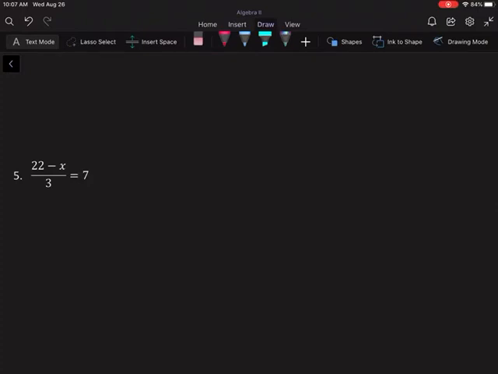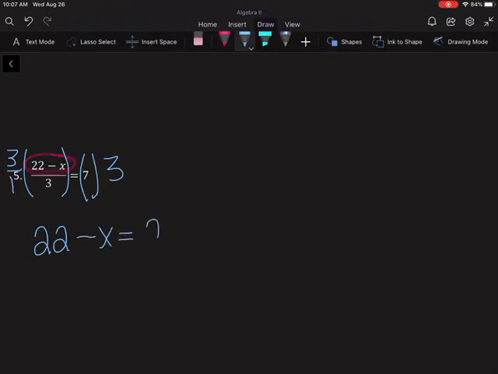All right, so when I said add or subtract away from the decimal or variable first, this is a different case. I have the variable on top being subtracted from another number, so I need to get everything away from the numerator to start off. So that means I'm going to multiply both sides by essentially 3 over 1, right? So I'm left with 22 minus x is equal to 21. And then I'd subtract the 22.